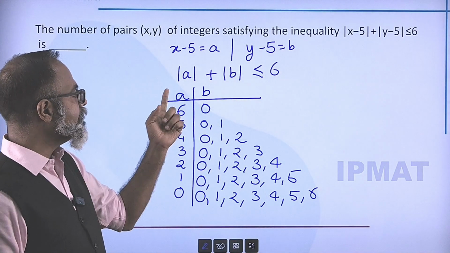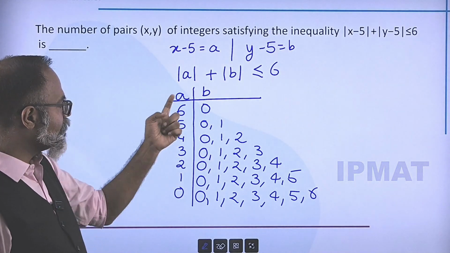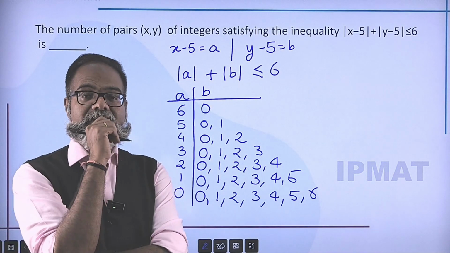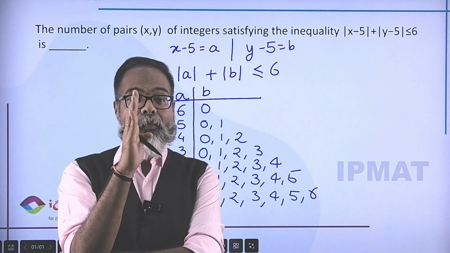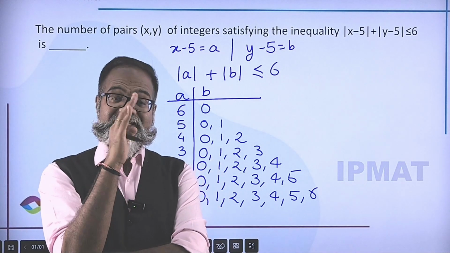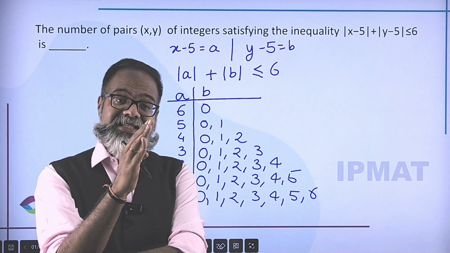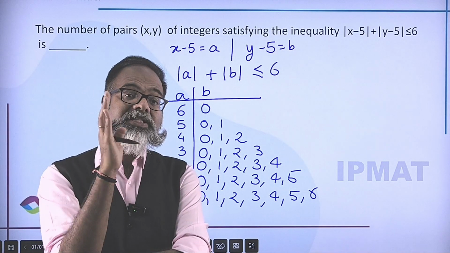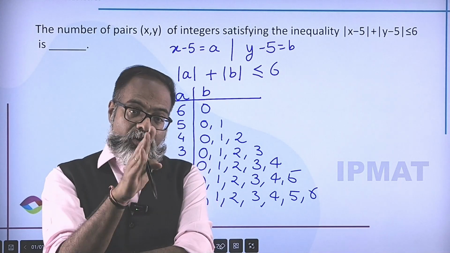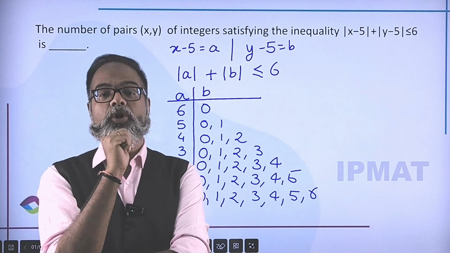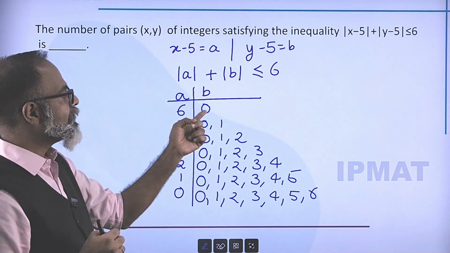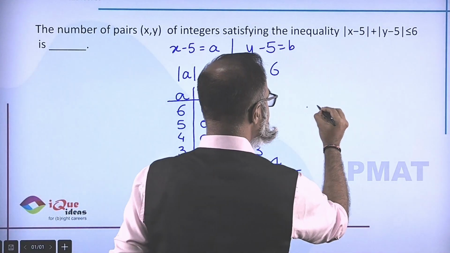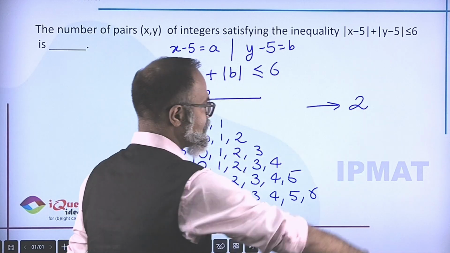And if I have a 6 and b 0, I can also have a 0 and b is 6. So that's taken care of. Now the only additional thing we need to remember is I'm adding the modulus values of a and b. So if 6, 0 is a set, minus 6 and 0 is also a possible set. So for every non-zero positive integer, the negative equivalent also exists. So when I say 6, 0 is a set, minus 6, 0 is also a set. So in this case, I have got two possible sets.